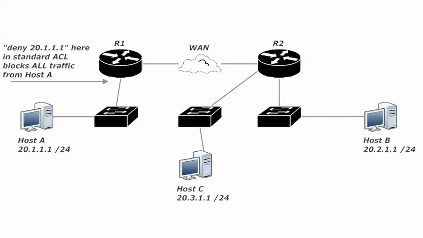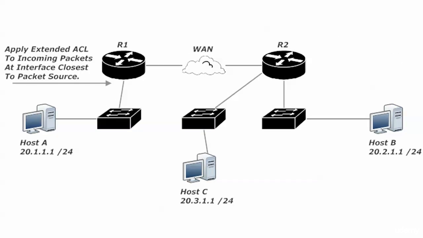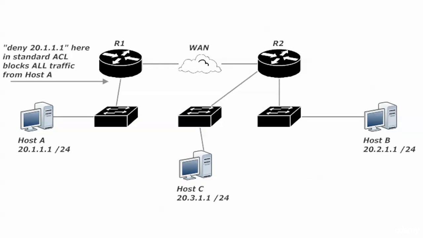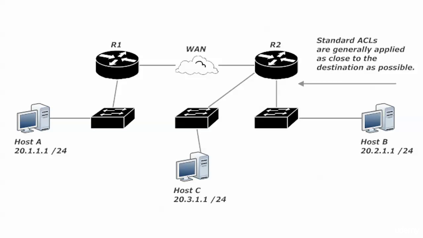But again, just a couple of great rules of thumb here. If you're using an extended ACL, filter the packets as close to the packet source as you possibly can, and using a standard ACL is likely going to force you to apply it as close to the destination as possible. That is enough placement for right now.